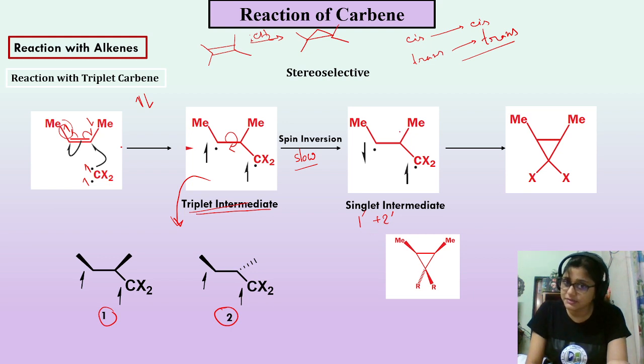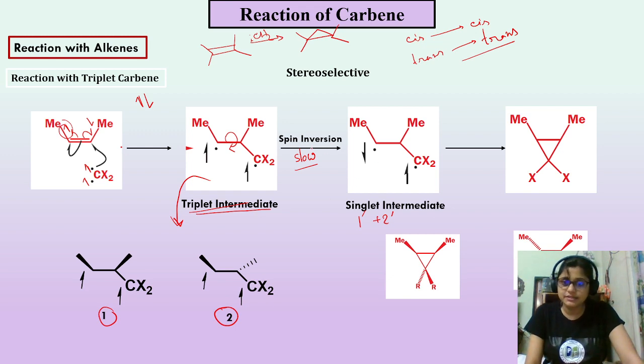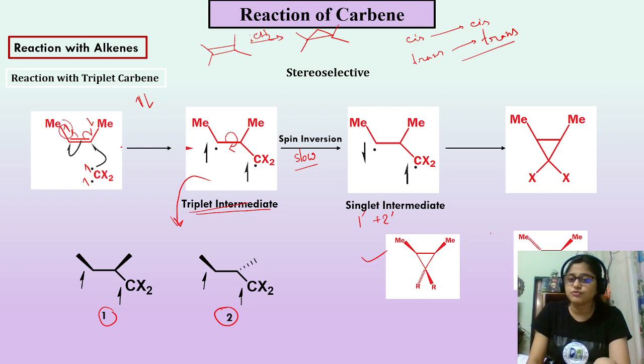Okay, here stereochemistry is not mentioned. So these two will be there. And then when it forms a bond, two possible products will form. One will be cis, which should be the product if the reaction is stereospecific, but here it is not the case. So here both cis and trans will form.